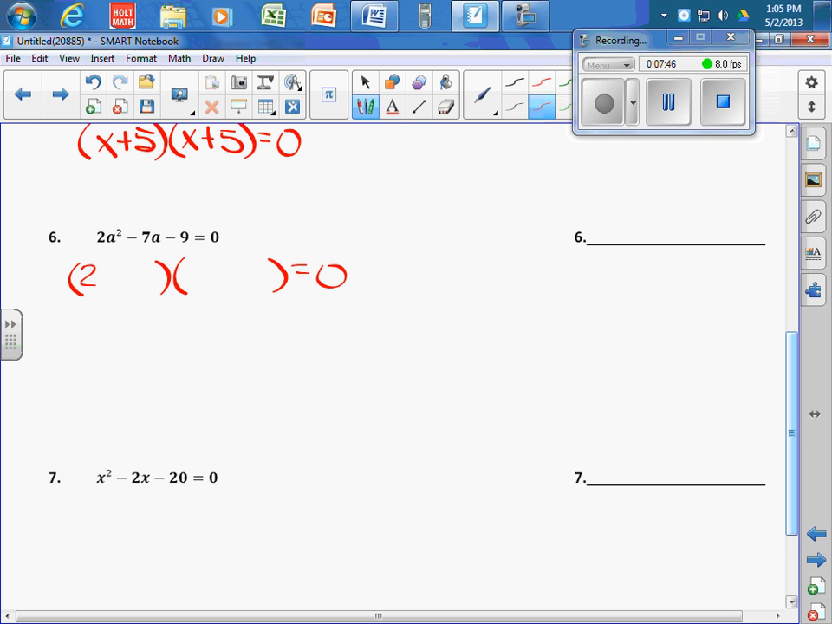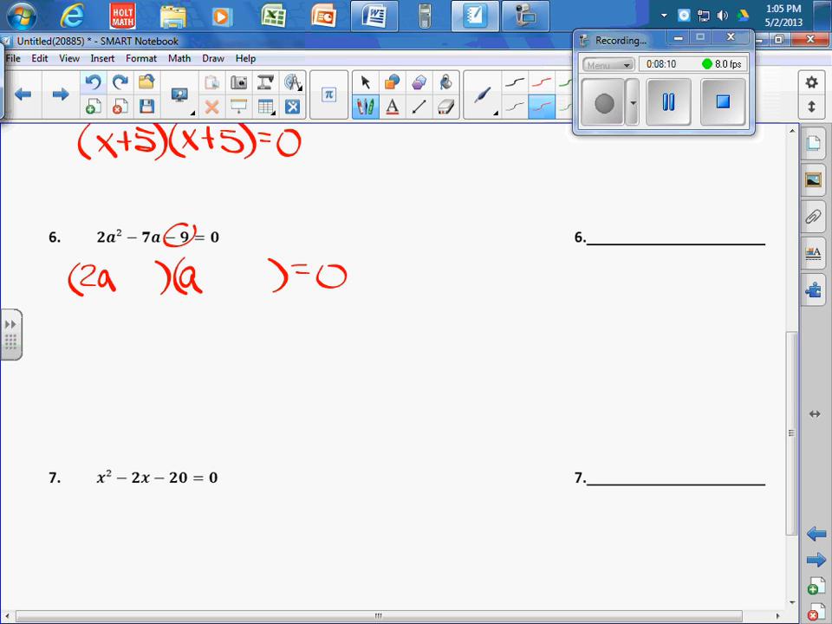But let's see if this can be factored. I have 2. It's going to have to be 2a times a. There's just no doubt about that. Now I need factors of negative 9, some combination of negative 9. You have to have factors of negative 9. You cannot put any other numbers here and here. You have to have factors of negative 9.